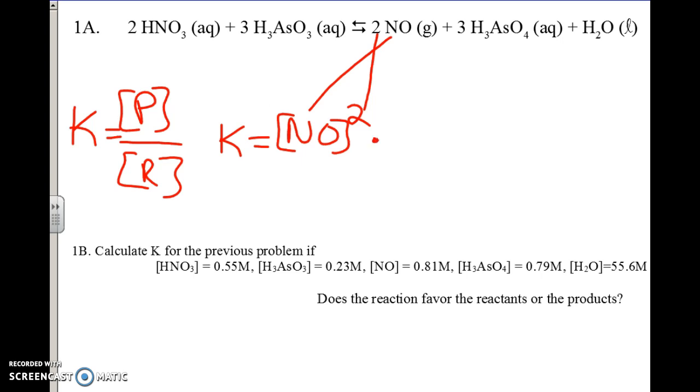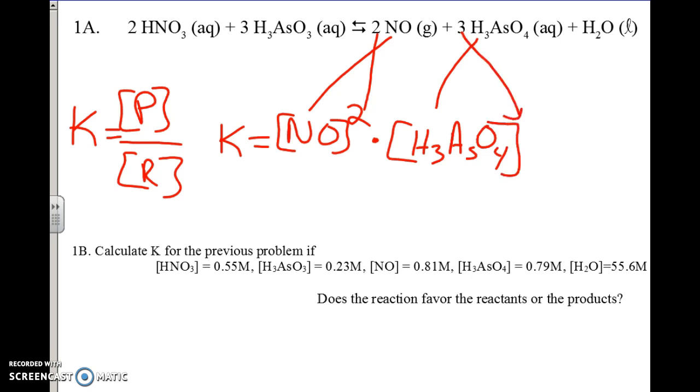And then we're going to multiply that by our next product, which is H3AsO4. And we're going to bring down its coefficient as a power, so to the third. And we're not going to include water because water is a liquid and its molarity simply won't change. So solids and liquids, their molarities don't change, and therefore they do not enter our K equations.